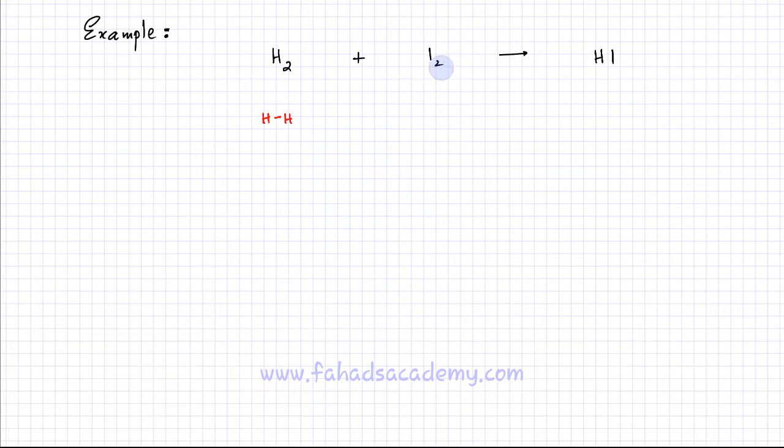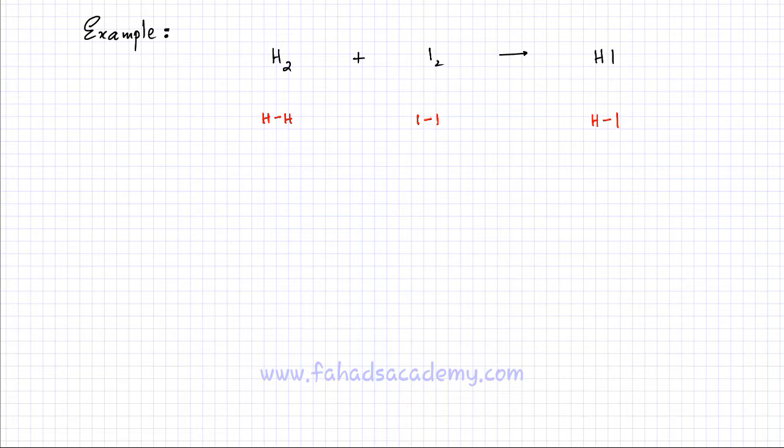I2, the small subscript 2 denotes that in one molecule there are two iodine atoms joined together, and HI is the product that is formed. So in one molecule there's only one H and one I, and they are bonded together. Now remember, you cannot change the formula. The only thing that you could do to balance the equation is to increase the number of molecules.